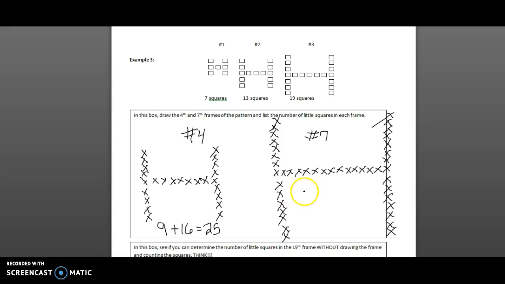So then if I'm putting this together, I've got 15 in the middle, and then I have 4 legs that are 7 each. So that's plus 28. So that's going to be 28, 38, 43.